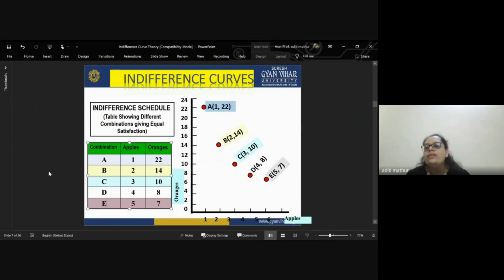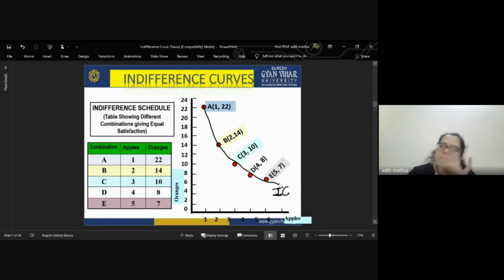So there is no change in the level of satisfaction for me if I buy A, D, E, B or C. They are all the same. When they are drawn on the graph and I join all these points, right, when I draw the line through these points, this is known as my indifference curve, IC. It is always denoted as IC. At this level, every point, every combination gives me the same level of satisfaction, right? The goods are represented on the x-axis and y-axis, and this is how my indifference schedule and indifference curve look.